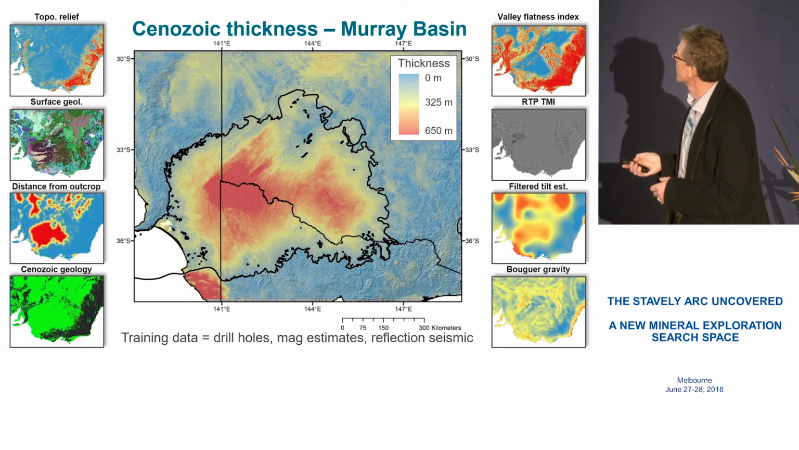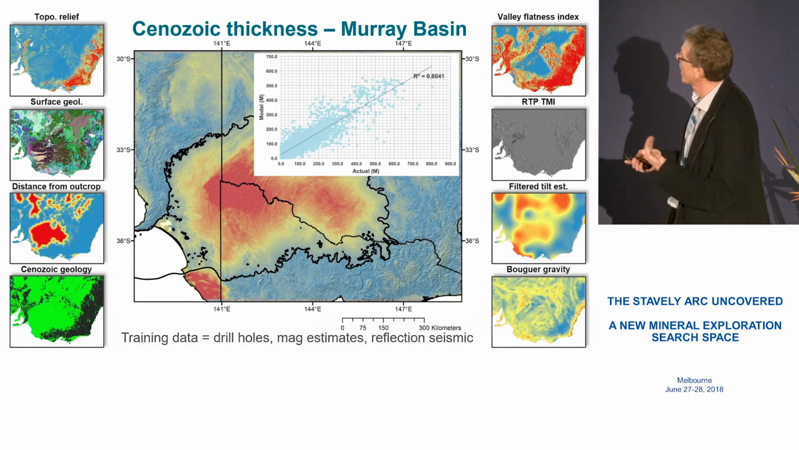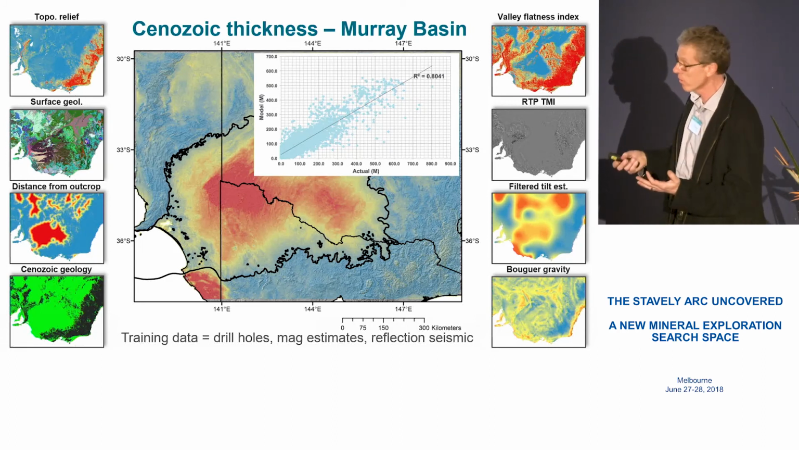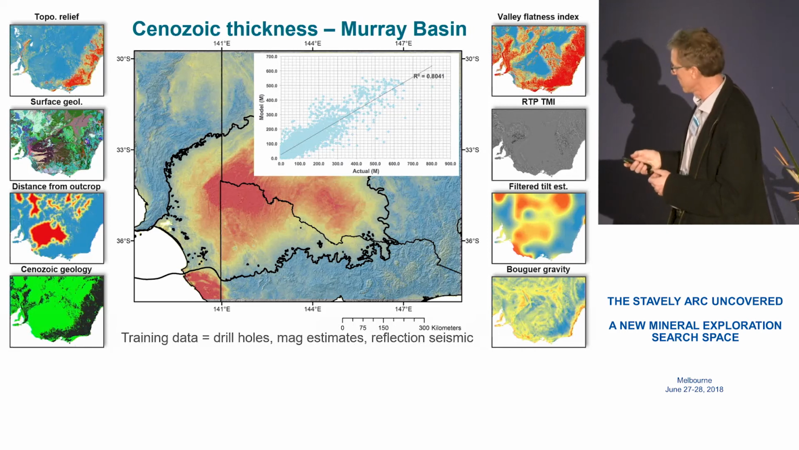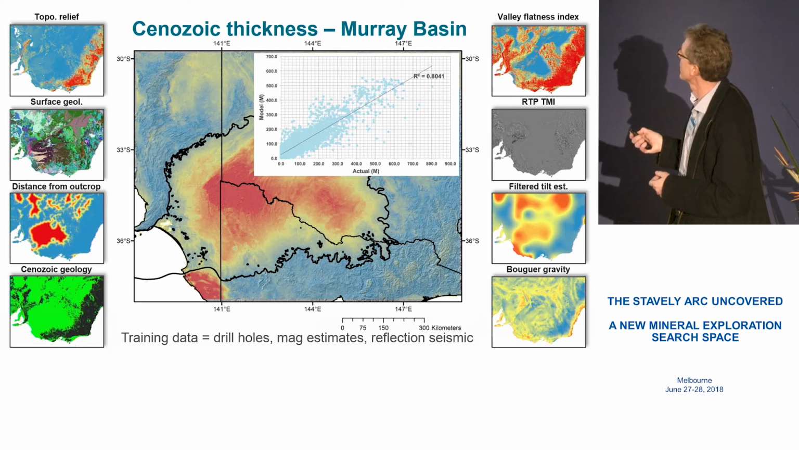And this is one of those models. So this is your Cenozoic thickness of the Murray Basin. It's a saucer-shaped basin, up to 650 metres deep. And you can compare the result of your model against all that training data as well. There's a bit of scatter, but look at the correlation coefficient, 0.8. That's a very good fit as well.